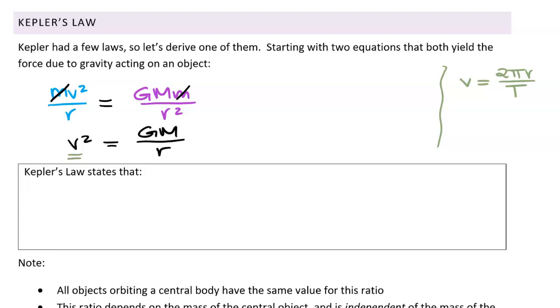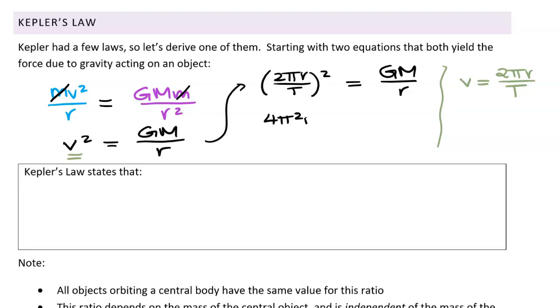So let's replace the v squared in what we've previously done with 2 pi r over T. Let's continue over here. So we're going to have 2 pi r over T all squared. We've replaced that for the velocity, equals GM on r. Again, this is the velocity here. Okay, so squaring this, we're going to get 4 pi squared r squared on T squared is going to be GM on r.